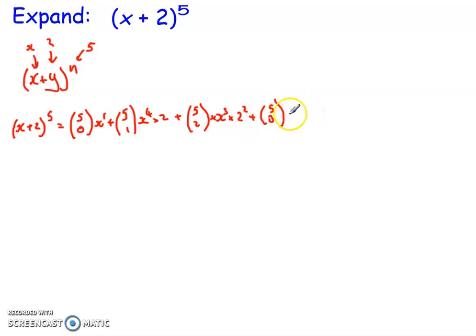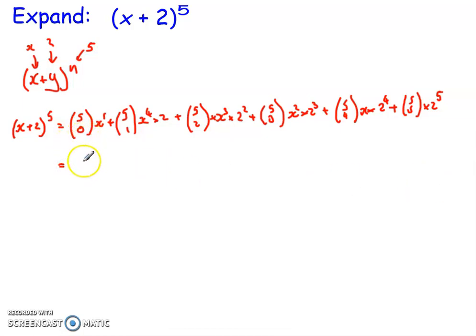So I get 5C3, x squared times 2 cubed. I then get plus 5C4, x times 2 to the power of 4. And I then get plus 5C5 times 2 to the power of 5. So all I need to now do is calculate each of these coefficients here, and then I'm laughing. Once I've done that, it's just combining all the numbers and letters, and I've got my expansion.